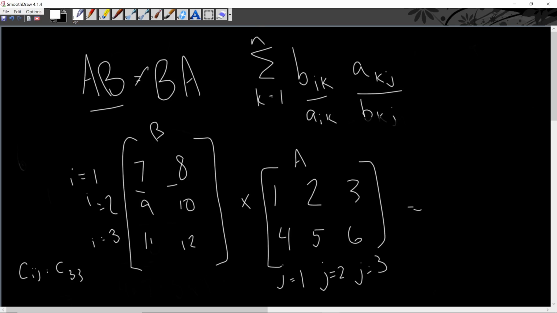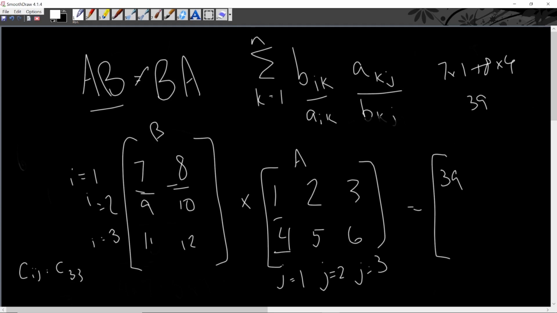So let's do the ith row, 7 and 8, times the jth column, 1 and 4. So 7 times 1 plus 8 times 4, that's 7 plus 32, 39. So C11 is going to be 39.